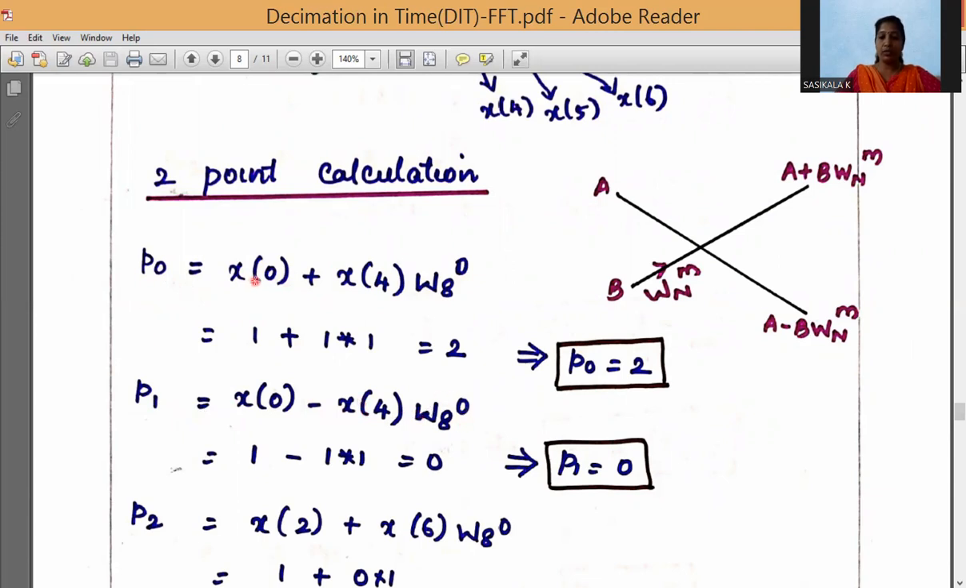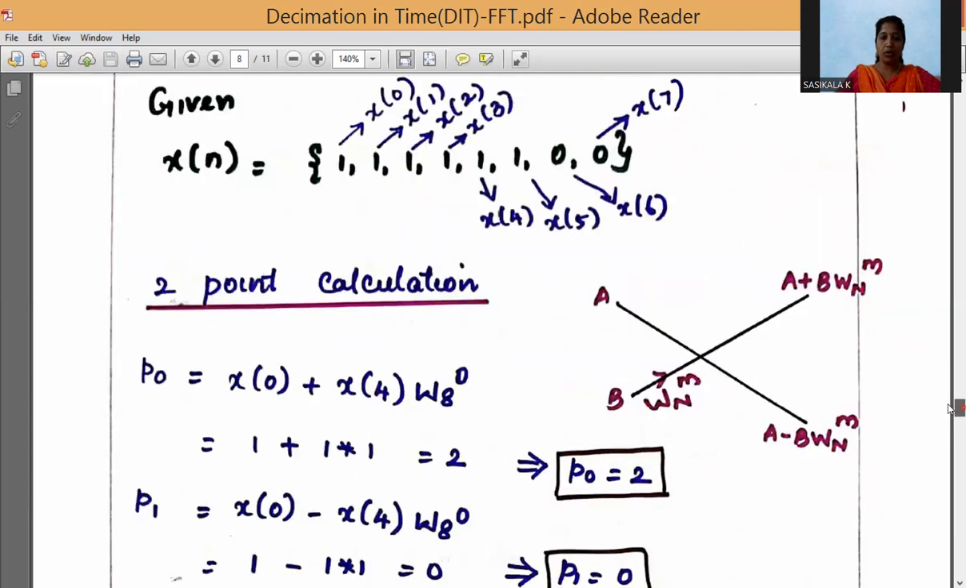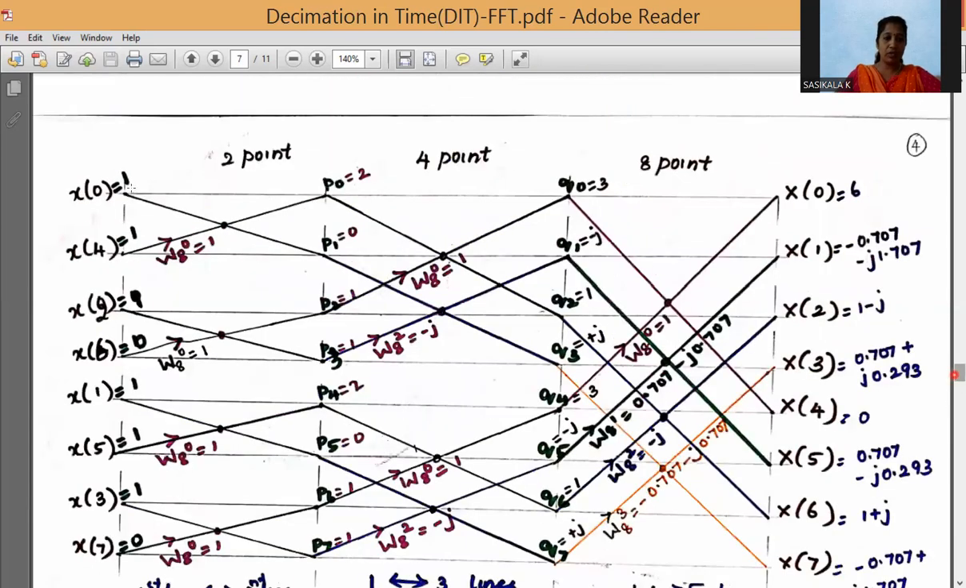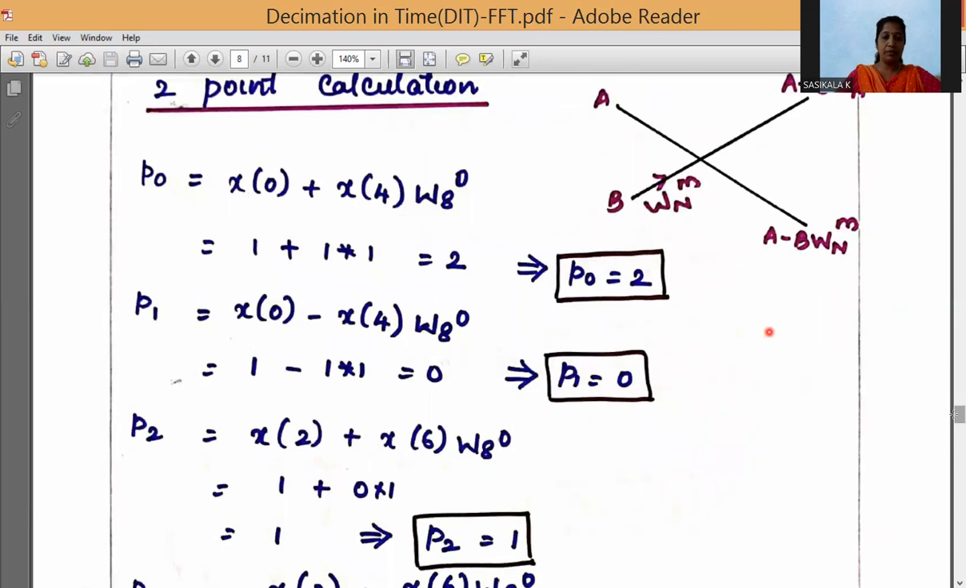And we need to substitute the values of X of 0 and X of 4. What is the value of X of 0? X of 0 value is 1 and X of 4 value is 1 and W8 power 0 value is 1. So substitute here: 1 plus 1 into 1, which is equal to 1 plus 1, 2. So P0 is equal to 2. P1 is equal to X of 0 minus X of 4 into W8 power 0, which is equal to 1 minus 1 into 1, which is 0. So P1's value is 0.